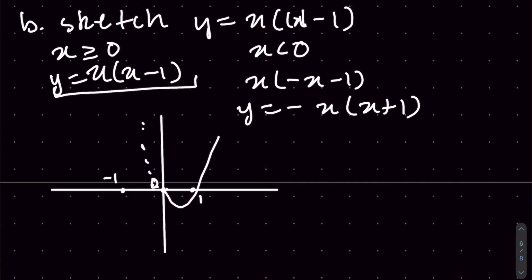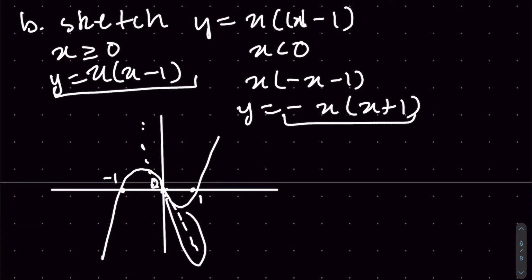Then, looking at this function right here, when x is less than 0, it's a negative concave parabola which has the roots at negative 1 and 0, so it will look like this, and it will have a domain cut at 0 and the original function looking like this. And this would be our final graph.